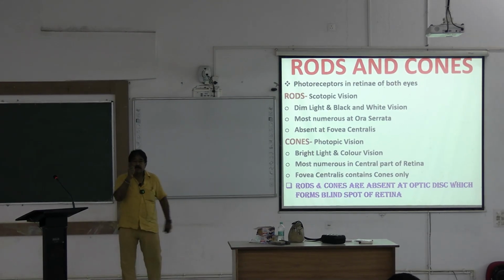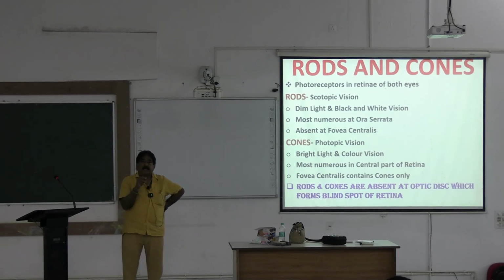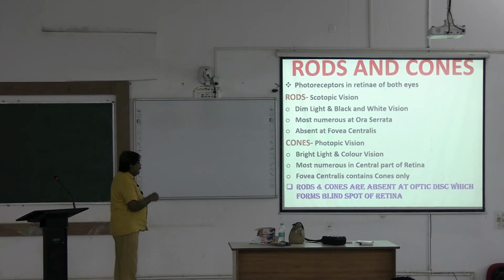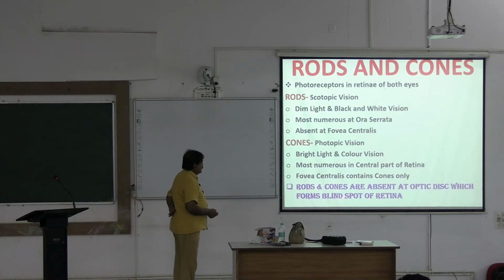If you do an ophthalmoscopic examination of the retina, you will see that rods and cones are absent at the optic disc, which forms a blind spot of the retina.